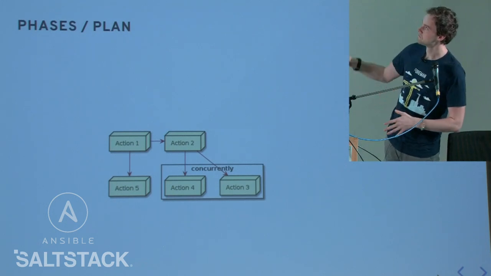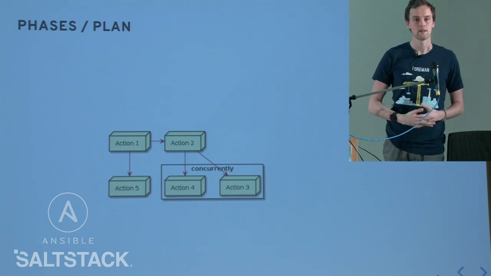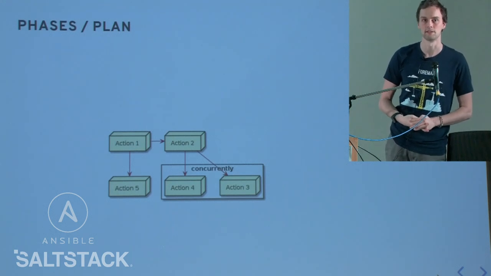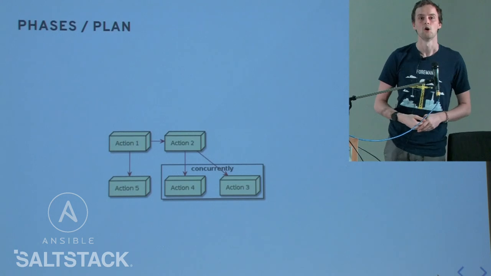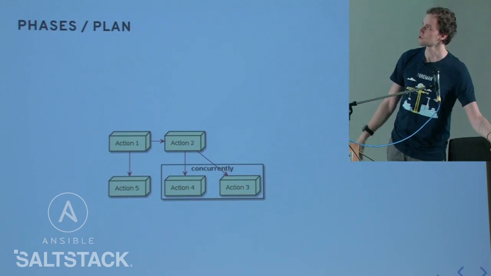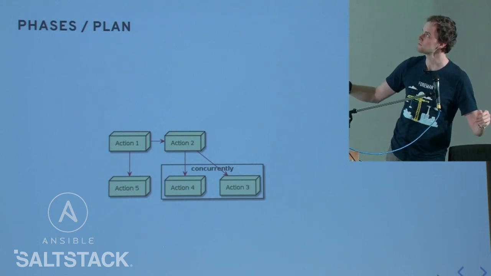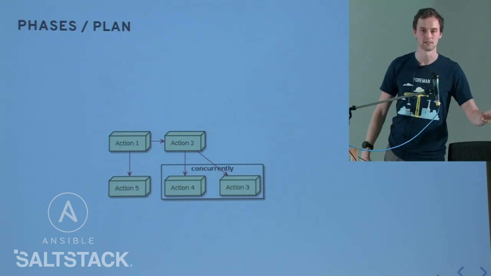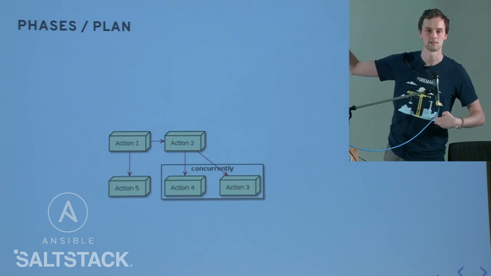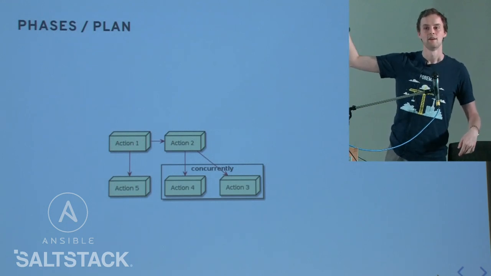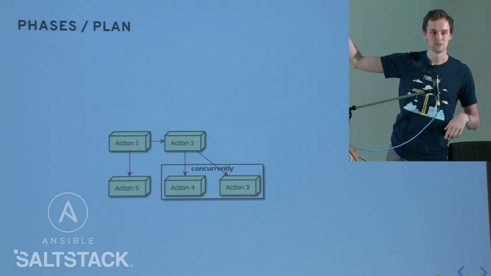Inside that plan step, the action can say, okay, I want to have my own run and finalize steps scheduled to be executed later in the run or finalize phase. Or it can say, I need another action. So in this case, action 1 could say, I want my steps, and then I want action 2. So the run and finalize steps would be created for it. And then it would say, I want action 2. So a plan step would be created for action 2, and it would be executed.